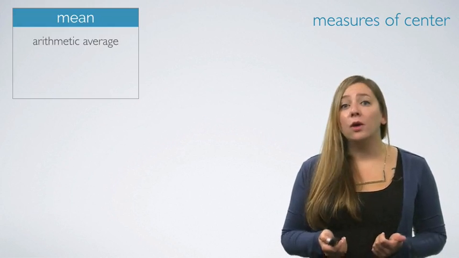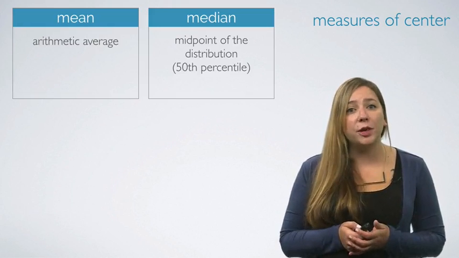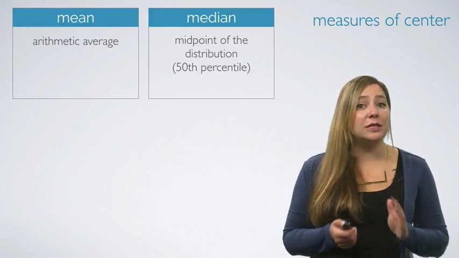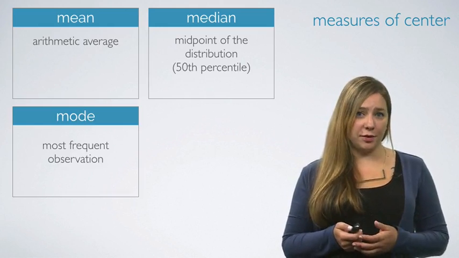Another key characteristic that is of interest is the center of the distribution. Commonly used measures of center are the mean, which is simply the arithmetic average, the median, which is the midpoint of the distribution, or in other words, the 50th percentile, and the mode, which is the most frequent observation.